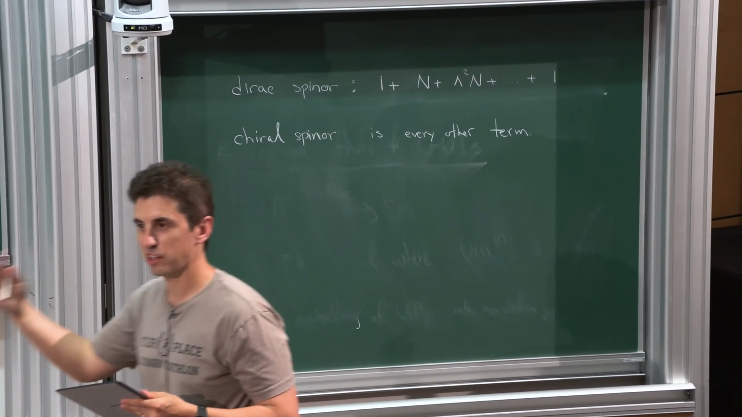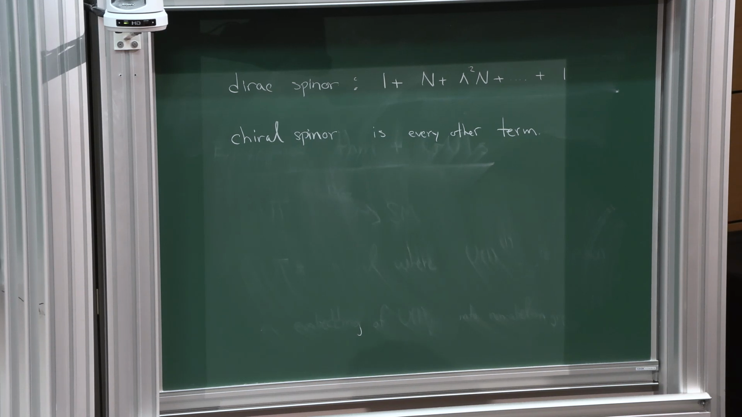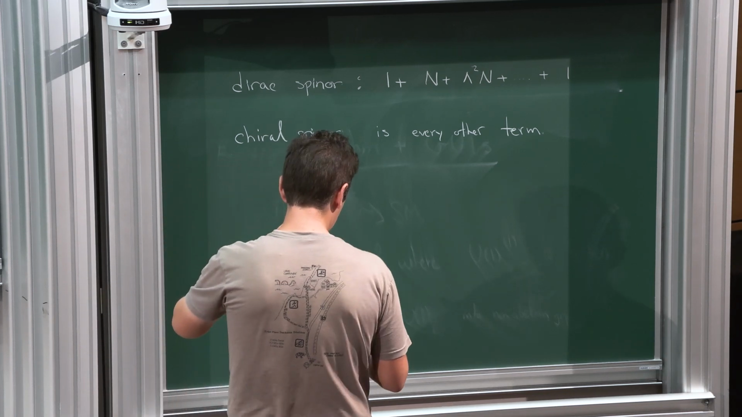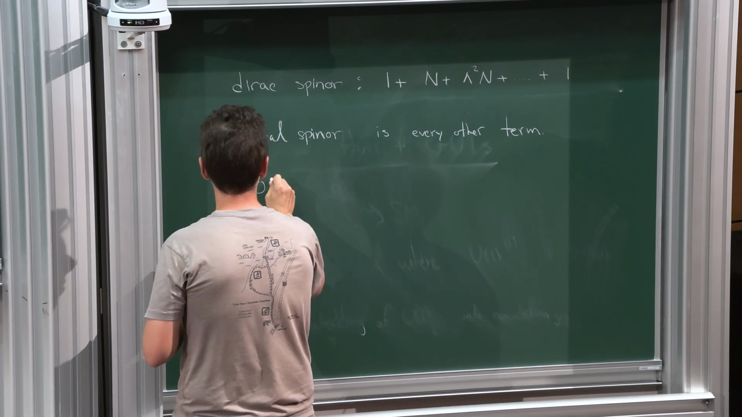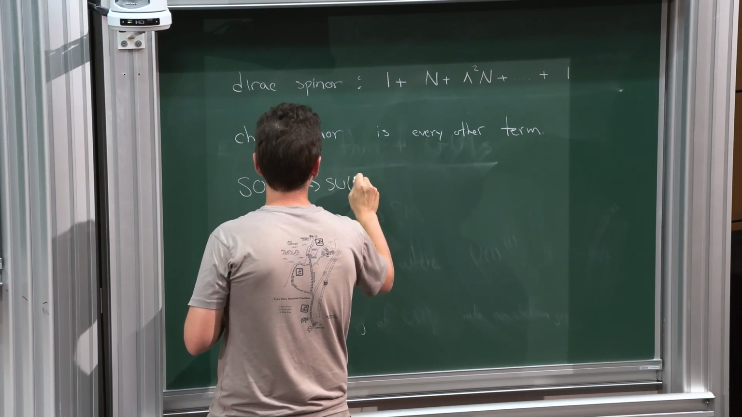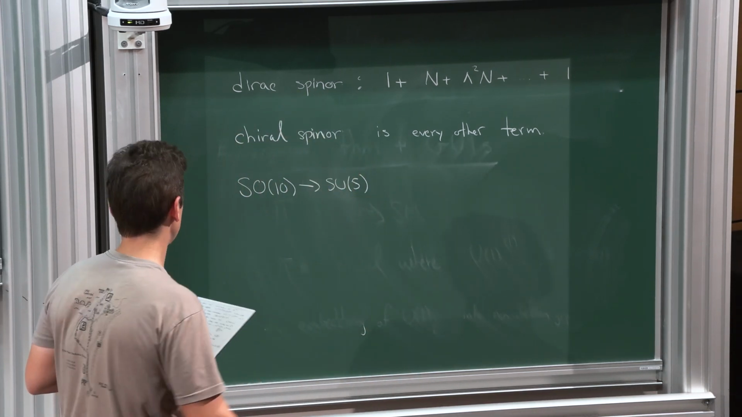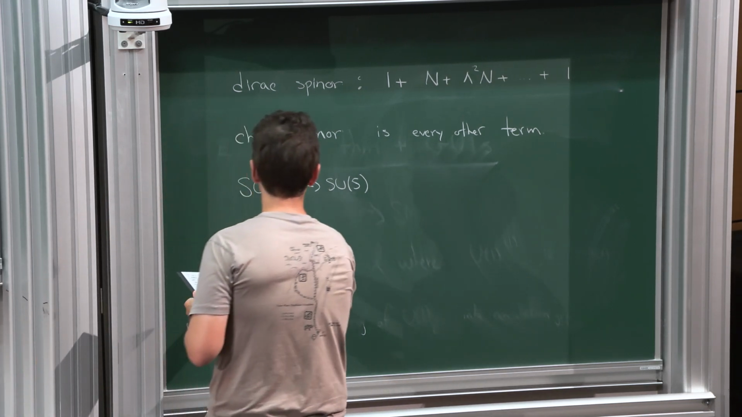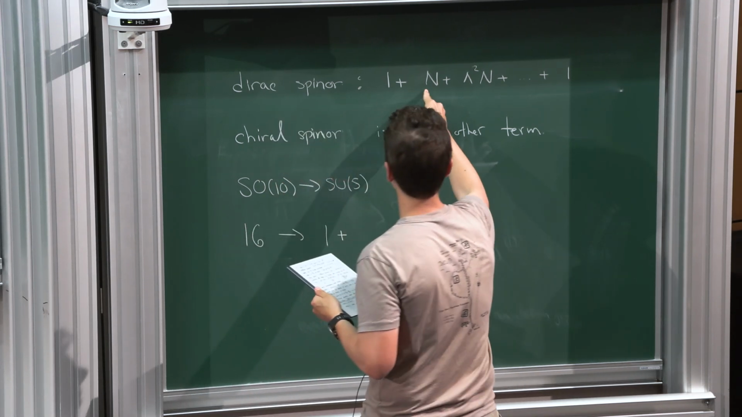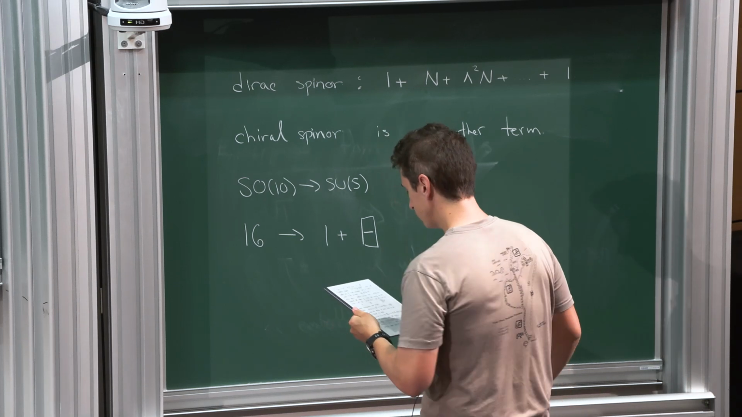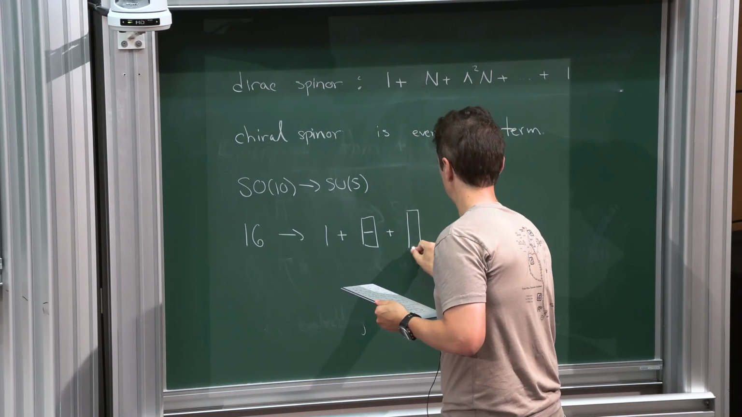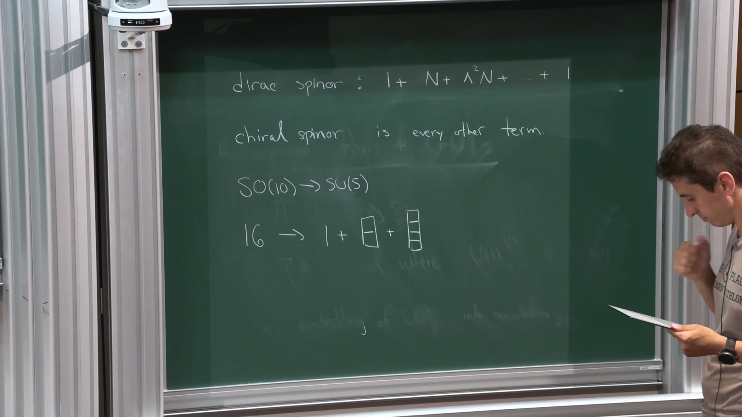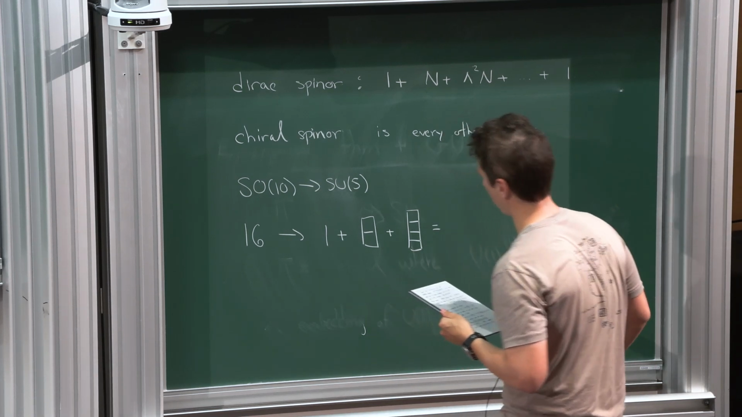OK, so now that we've had the reminder, or maybe in some cases not a reminder, of spinors and some group theory, let's apply it to SO10. So we're interested in the chiral spinor, which is dimension 16. It will go to 1 plus, I skip the next term, then I skip the next term, and then I'm done because of dimensional reasons. Which is what under SU5?